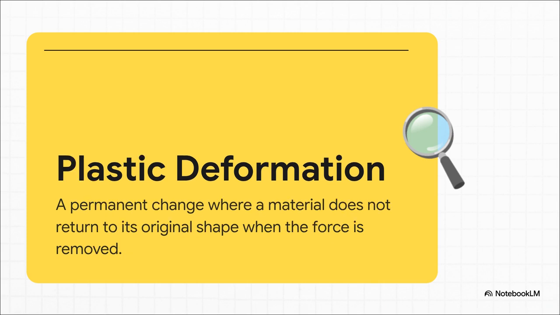And on the flip side, you have plastic deformation. This is our bent paper clip. When a material is deformed plastically, it means you've pushed it too far. The atoms inside have actually slid past each other into new positions, and they can't find their way back home. The change is permanent. It's irreversible.